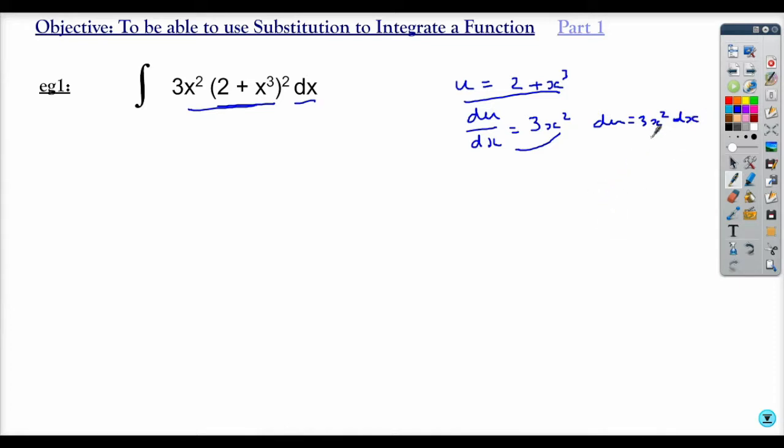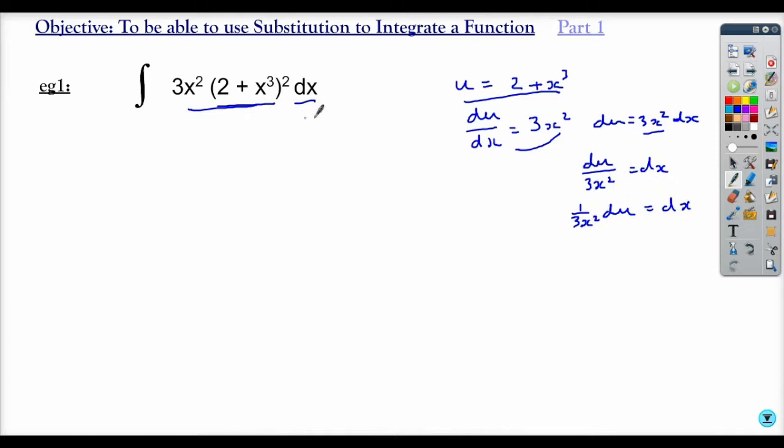Now I'm going to take the 3x squared over. So I'm going to end up with du over 3x squared equals dx. I've now made dx the subject. I'm going to write this slightly differently. I'm going to change this du over 3x squared and write it as 1 over 3x squared du.